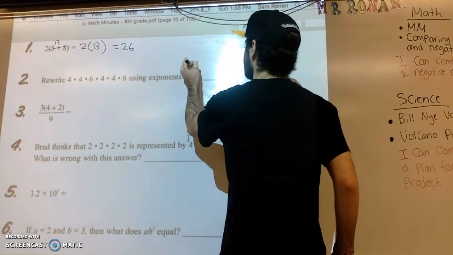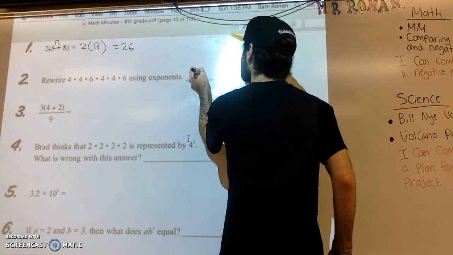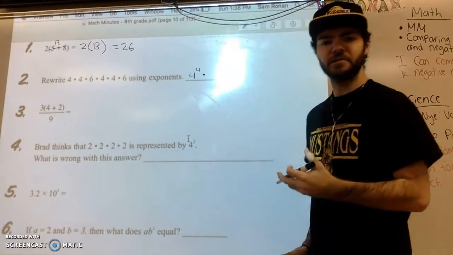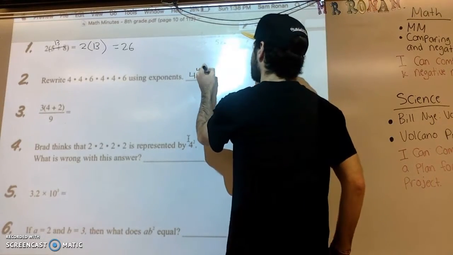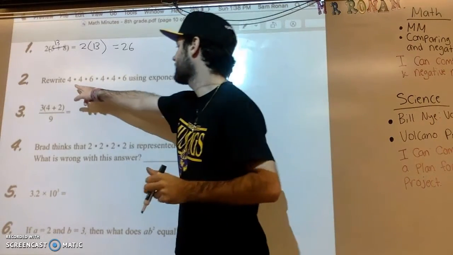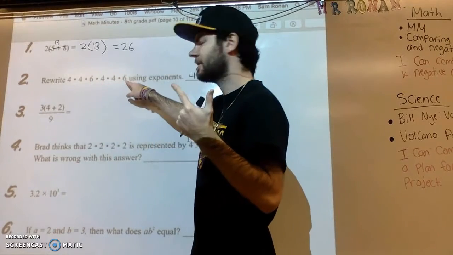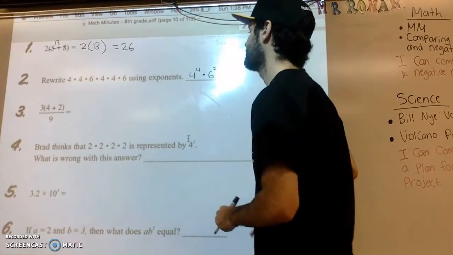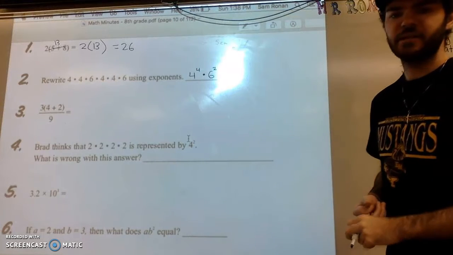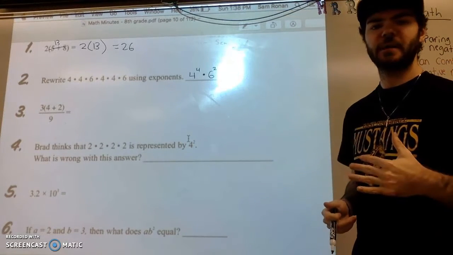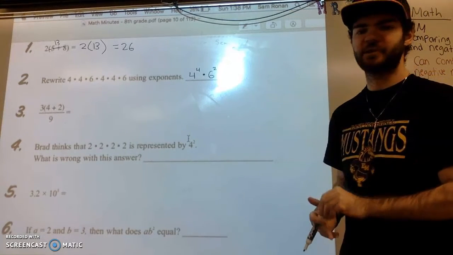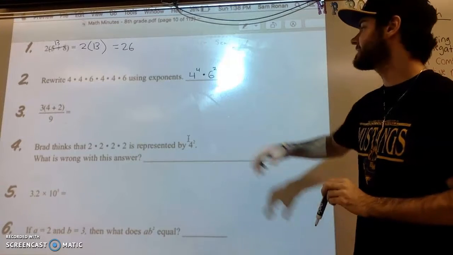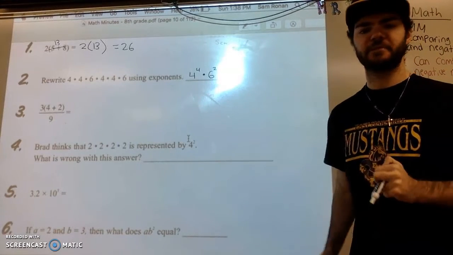So 4 with an exponent of 4 times, now let's look at our 6's. How many times are we multiplying 6 by itself? I count 1 6, I count 2 6's. So our exponent is 2. So we'll have 4 with an exponent of 4, or 4 to the 4th power, times 6 squared. All right? That's how we would rewrite this using exponents.